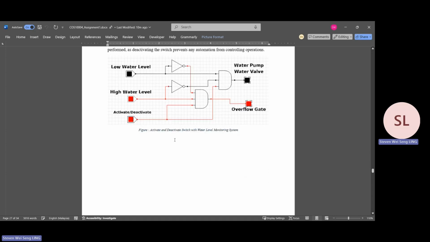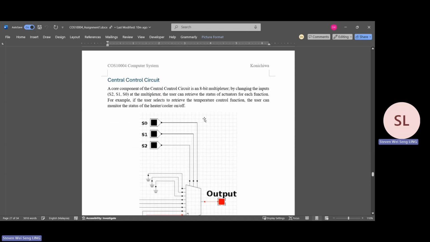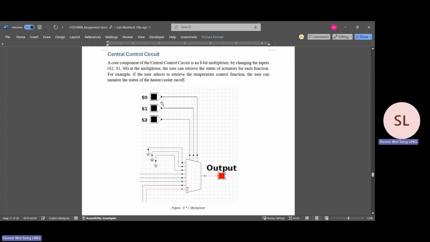Now, let's talk about the central control circuit. A crucial component of our system is the central control circuit, which features an 8-bit multiplexer. This multiplexer allows users to retrieve the status of actuators for each function by changing the input selectors. There's the S0, S1, and S2 here.